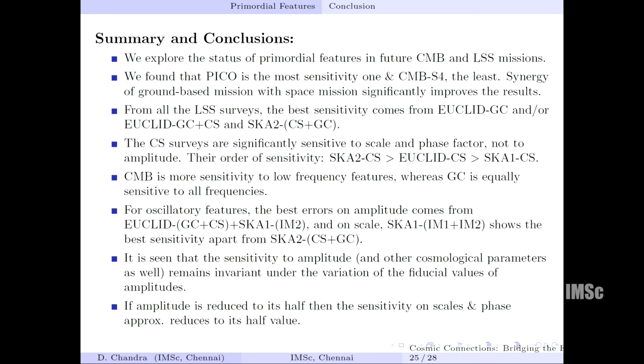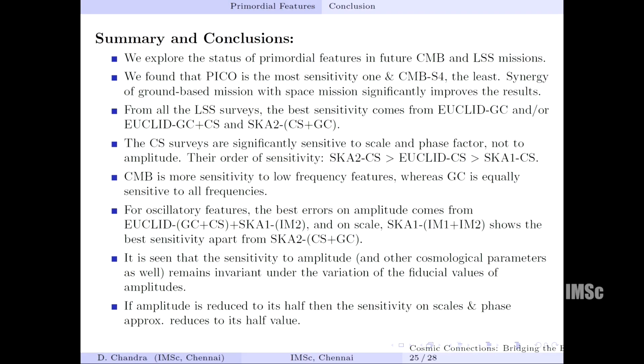Now I would like to summarize and conclude my talk. Here we have explored the role of next generation CMB and large scale structure missions in identifying primordial features. We have seen that compared to the bounds from Planck, the next generation surveys can improve the bounds to a great extent, where the best bounds come from PICO, and the weakest bounds come from CMB missions.